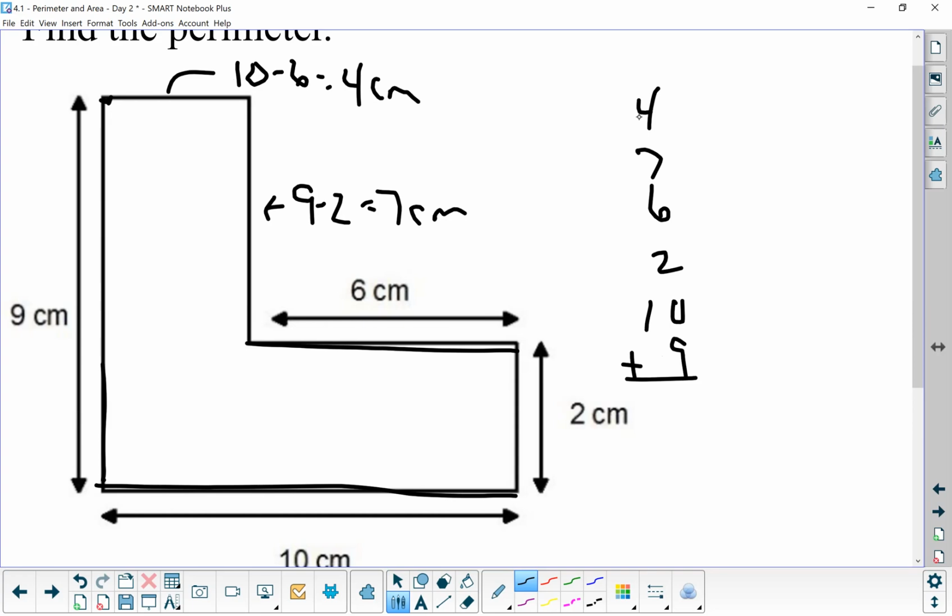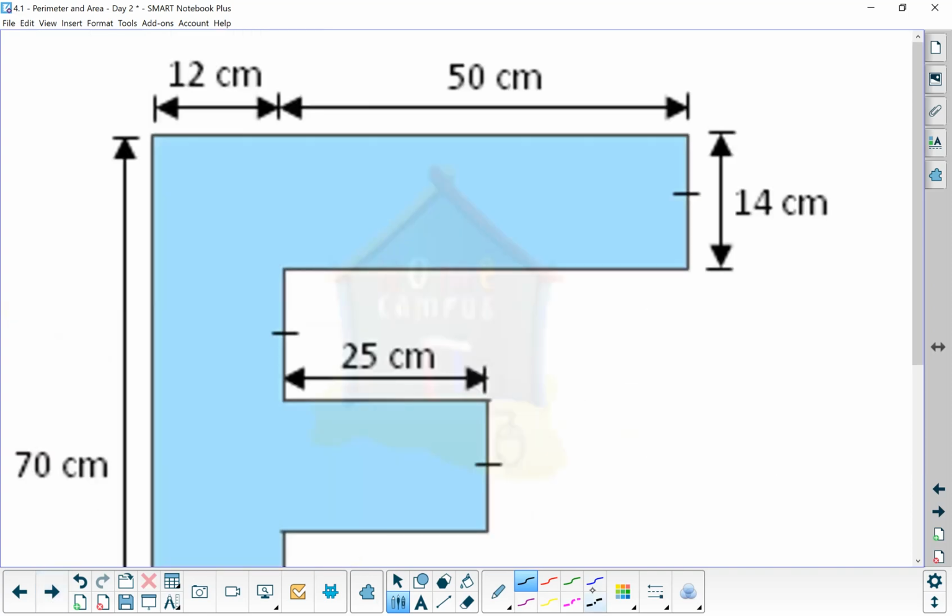So let's see. 4 and 6 are 10. And 2 and 7 are 9. So 10 and 9 are 19. And 19 plus that last 9 on the bottom are 28, plus 10 is 38, and our perimeter is 38 centimeters. Okay. Take a look at another one.